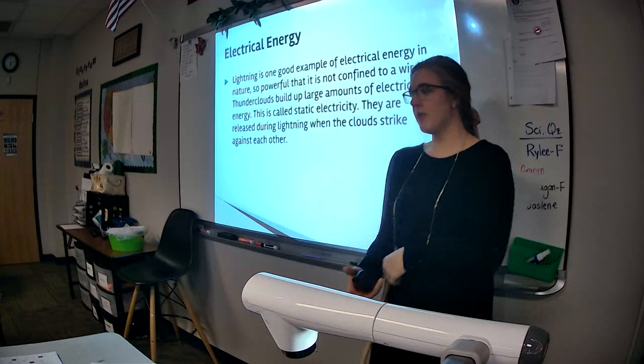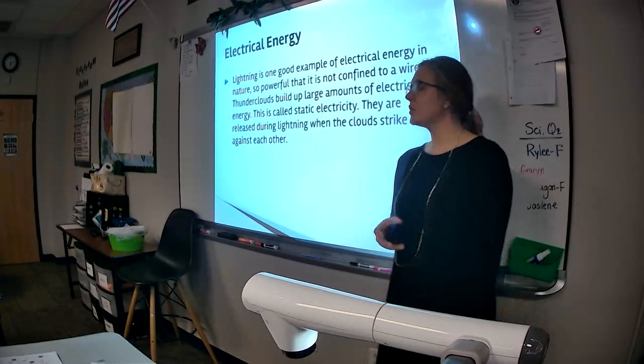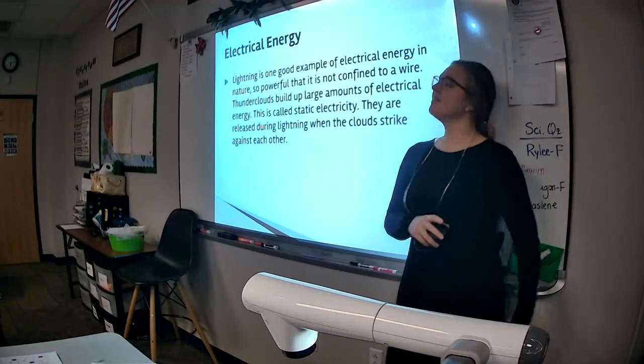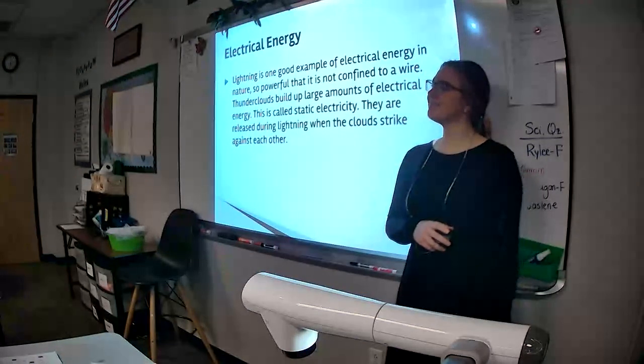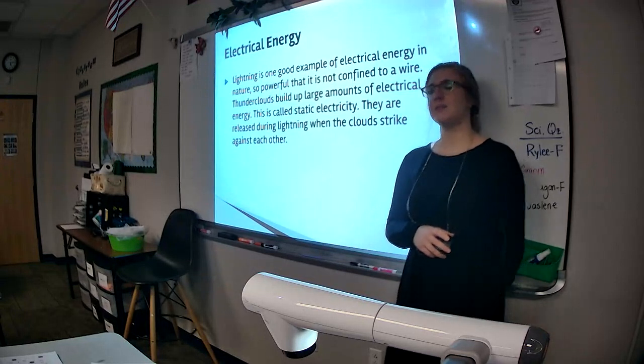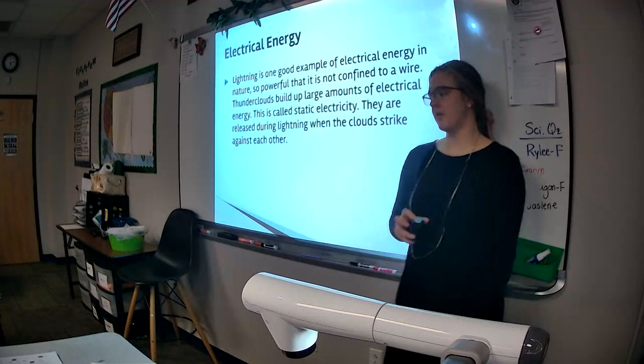So, next time you're in a thunderstorm, you can impress all your friends and your parents and your brother and sister and cousin and dog by saying, oh, those electrons are very busy up there. They're going to be like, what? Then you can explain what lightning is: the electrons jumping from one cloud to the other.